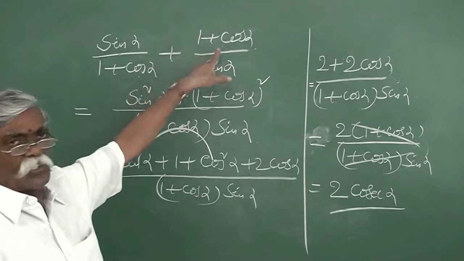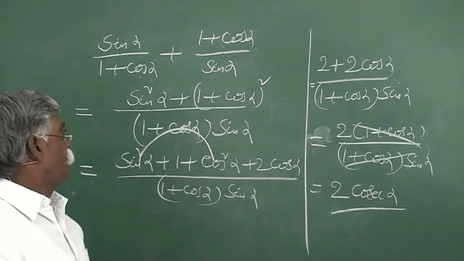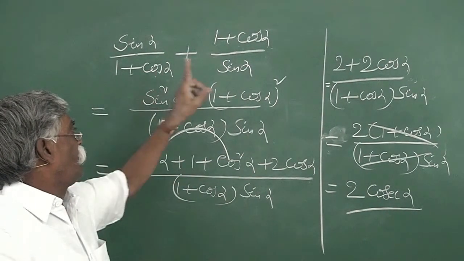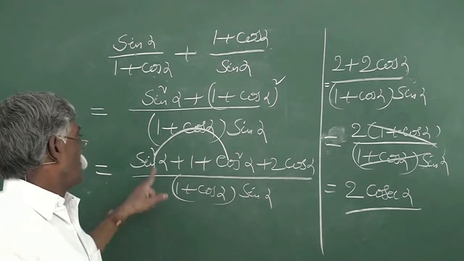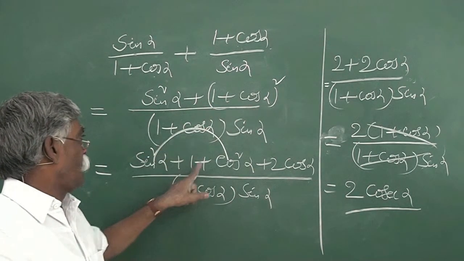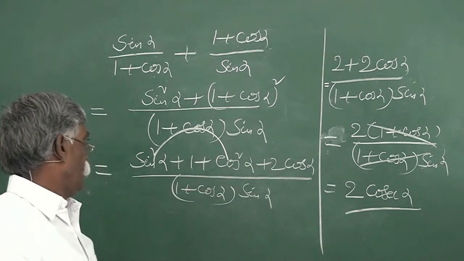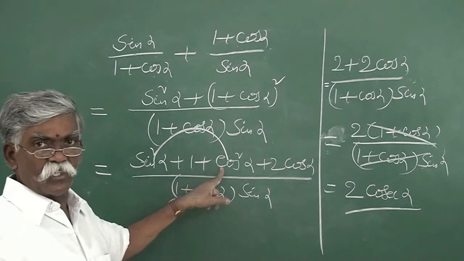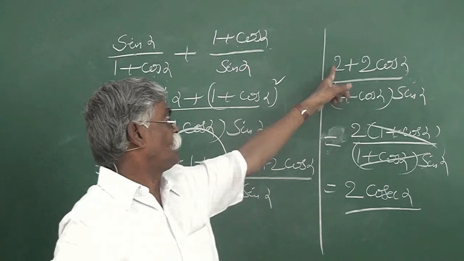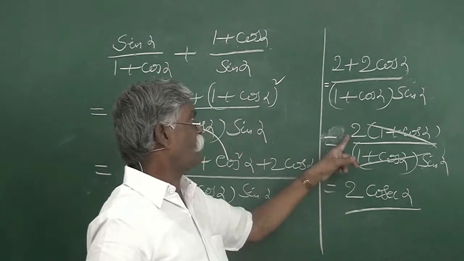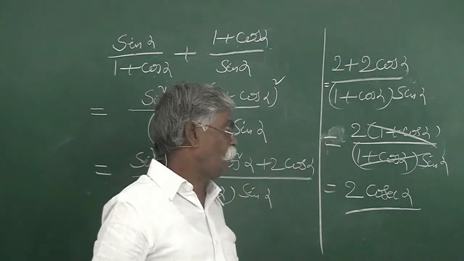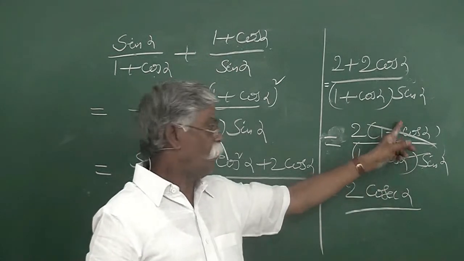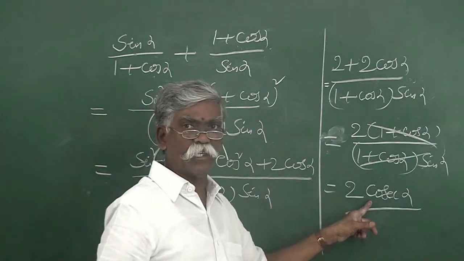So sin alpha by 1 plus cos alpha plus 1 plus cos alpha by sin alpha. 1 plus cos alpha into sin alpha is LCM. So this is sin square alpha, 1 plus cos alpha whole square. Sin square alpha, on expansion, this is 1 plus cos square alpha plus 2 cos alpha by 1 plus cos alpha into sin alpha. Sin square plus cos square is 1. 1 plus 1 is 2. Therefore, this is 2 plus 2 cos alpha. And 2 is taken as common factor, 1 plus cos alpha, by 1 plus cos alpha into sin alpha, these two things get cancelled. 1 by sin is cosecant, therefore this is 2 cosecant alpha.